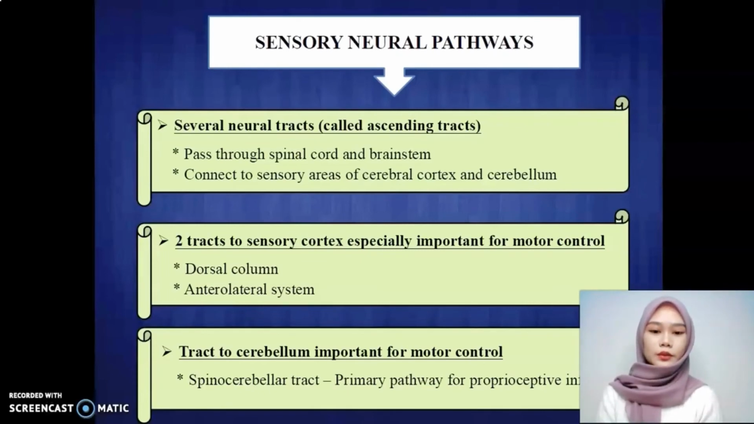Next, the track to the cerebellum important for motor control is the spinocerebellar tract. The spinocerebellar tract is the primary pathway for proprioceptive info.